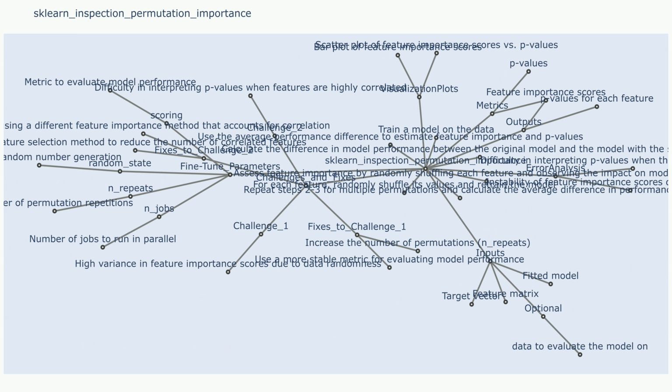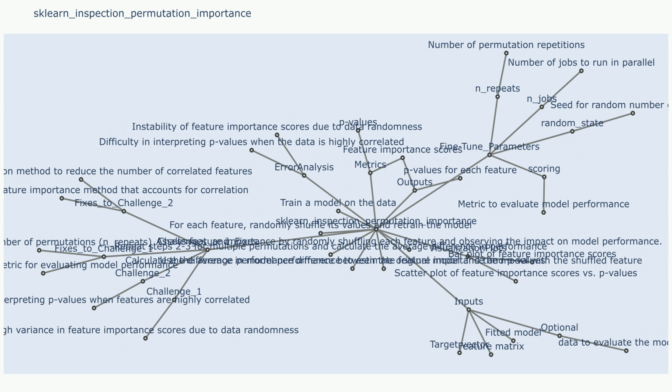Visualization plots. Visualization plot 1. Bar plot. A bar plot can be created to visualize the feature importance scores, allowing for easy comparison of the relative importance of different features. Visualization plot 2. Box plot. A box plot can be used to illustrate the distribution of importance scores for each feature, providing insights into the variability and uncertainty.